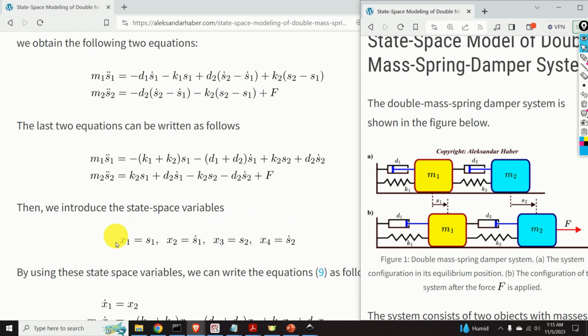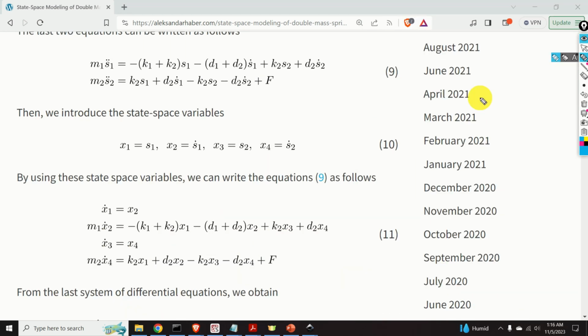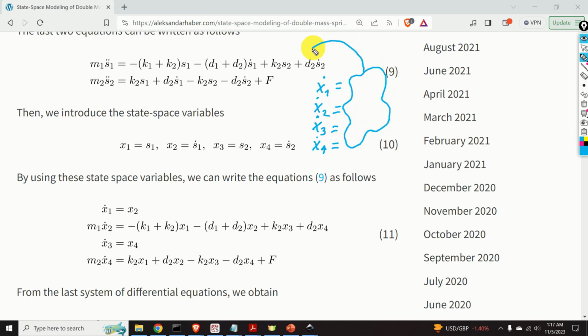Let's now substitute these state space variables inside of this equation. Our goal is to obtain a system of equations that will look like this. On the left hand side we will have x1 dot, x2 dot, x3 dot, and x4 dot. And on the right hand side we will obtain some expressions that should be in accordance with the system dynamics.